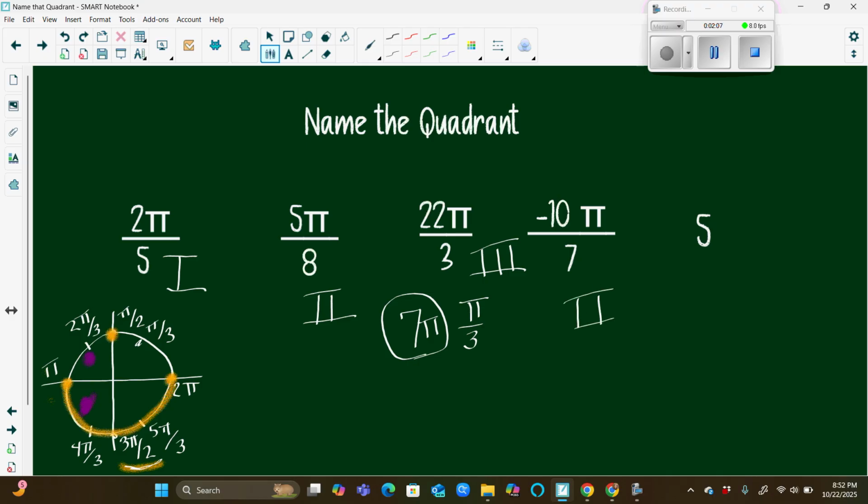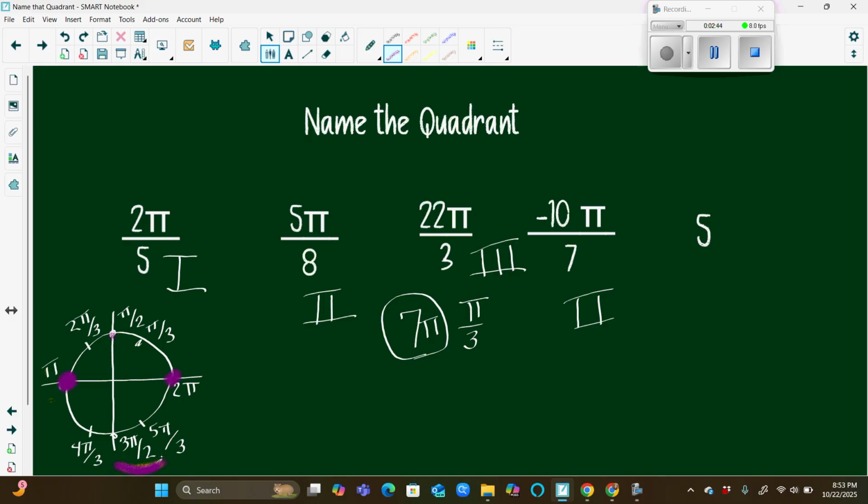So the last example that I have here is 5. So let's take a look at just the number 5. You notice how there's no pi associated with that at all. So I know that pi itself is 3.14. So 3.14 falls like right in here. Let me change my pen so you can see where I'm pointing. So 3.14 falls in right here. We know 2 pi is like 6.28. If you can imagine pi as being really close to 3.